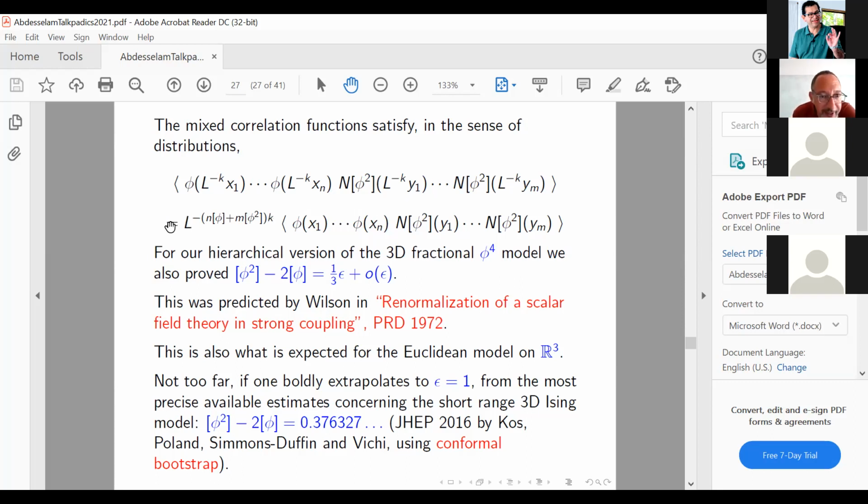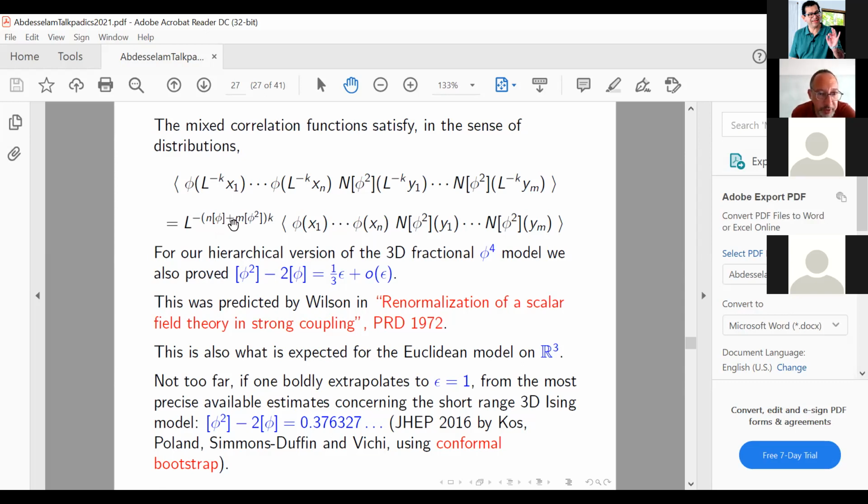I hope I didn't get the signs wrong. Sorry, if I want to multiply, so if k is positive, this is a negative power of p, so this is bigger than x1, so I'm going towards infinity, and therefore the correlation decreases by this factor.